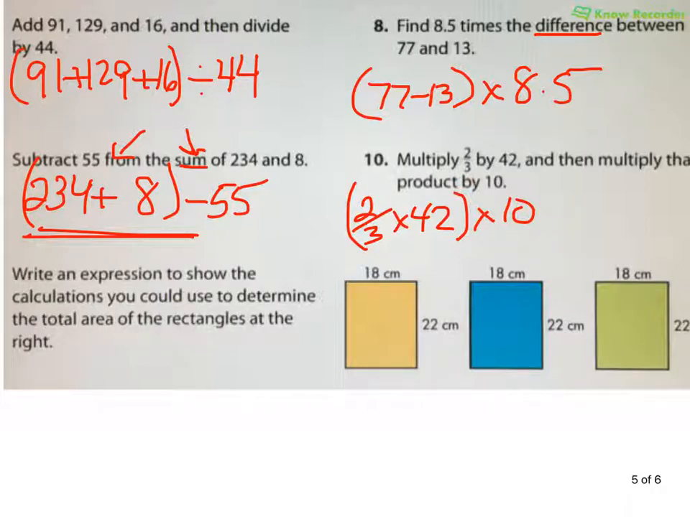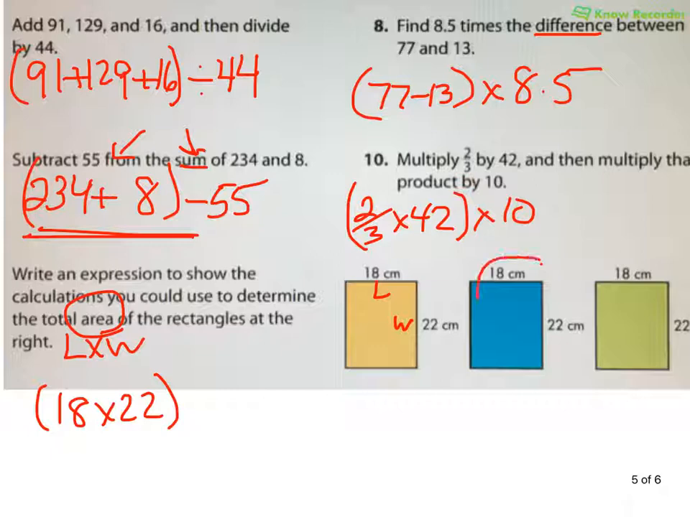All right, now the last question. Write an expression to show the calculation to determine the total area of the rectangles. First of all, area, length times width. So, all three are rectangles, and I know I would do 18 times 22.